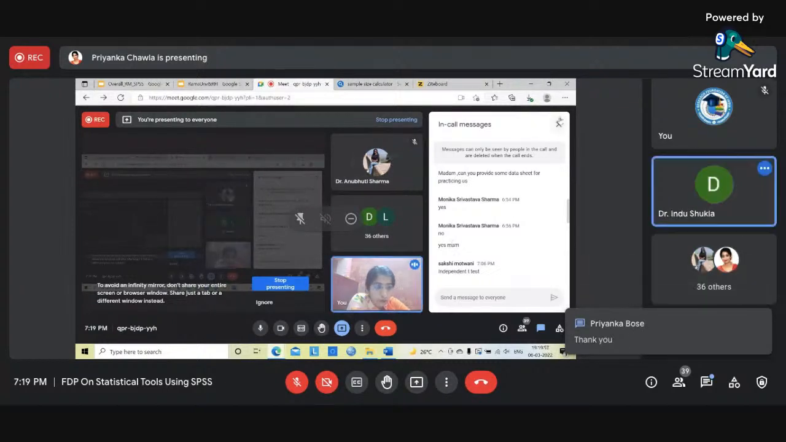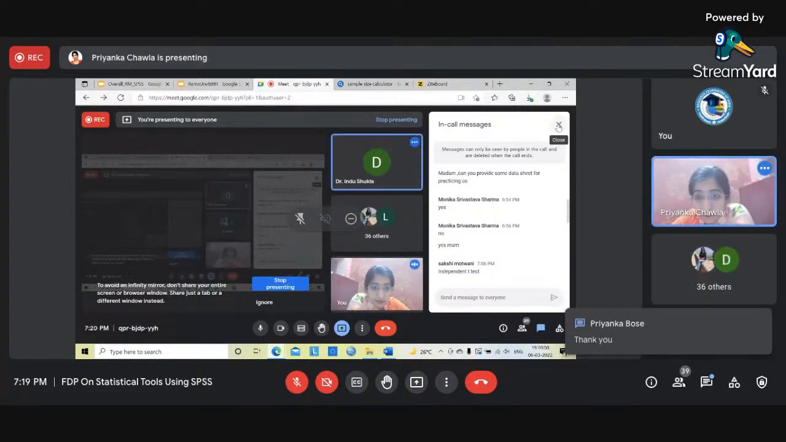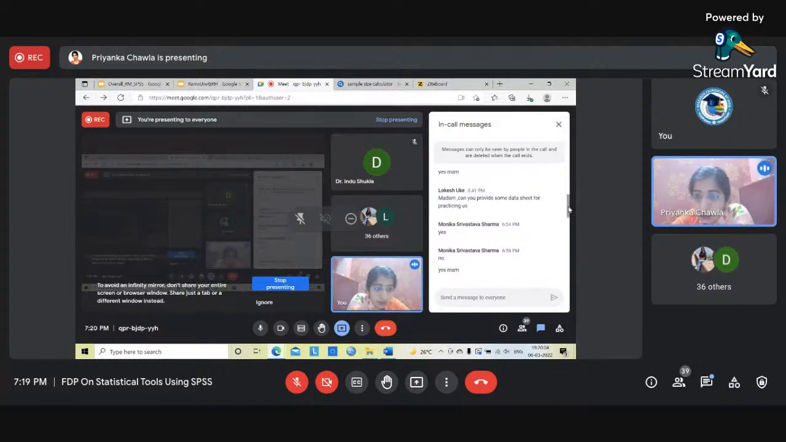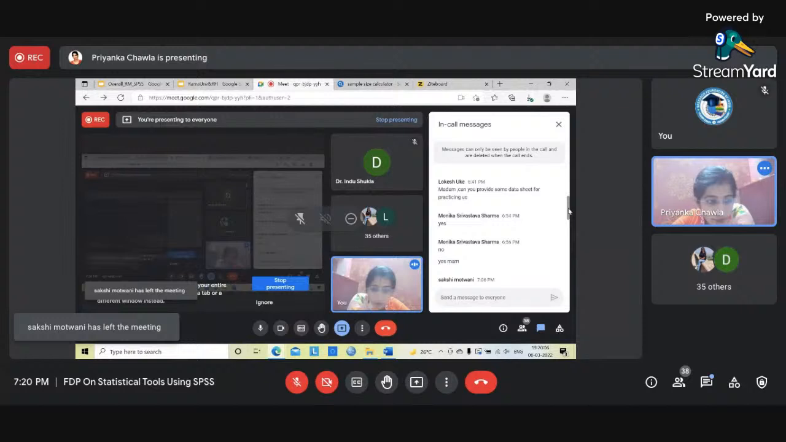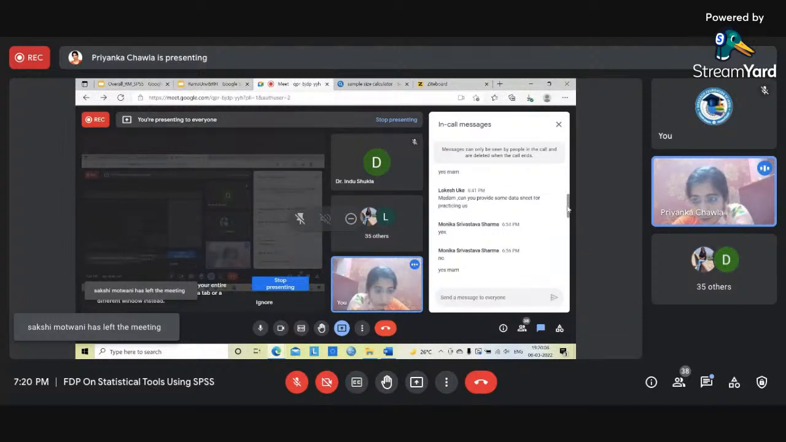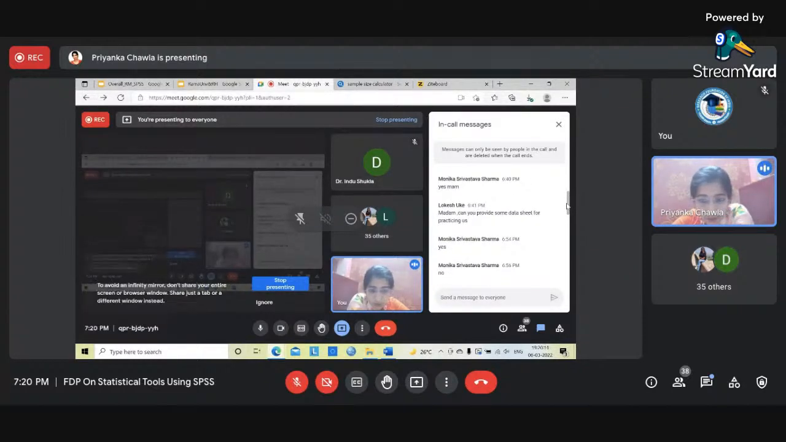So tomorrow we will meet. Lokesh sir, data sheets will be provided today. We will try our best to provide them before 9 p.m.